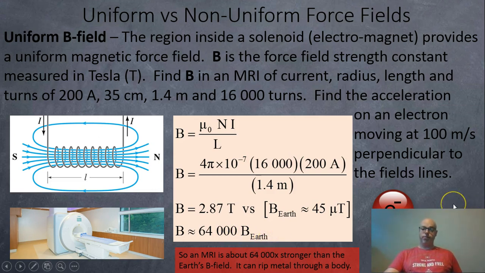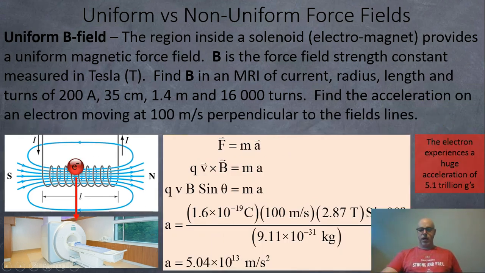Pretty strong. Okay, so now what if we have an electron in there and it's traveling at 100 meters per second? What's the acceleration? The magnetic force on a traveling ion is the charge times the cross product of the velocity and magnetic field vectors. So in this case, it's at a nice 90-degree angle, so we'll be able to ignore that.